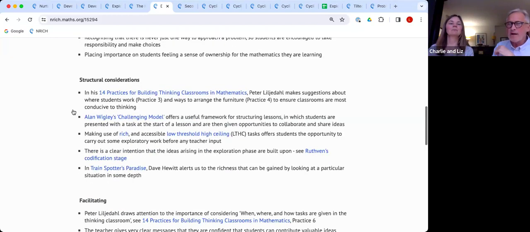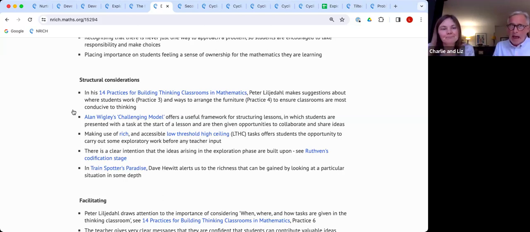So structural considerations: there were two key ideas here. One is in terms of how one might structure a lesson or a series of lessons. Alan Wigley and Ken Rutherford have written very short articles and we've linked to them there. Ken talks about exploration, codification, consolidation: the idea that the teacher will codify students' thinking into mathematical terminology, or how mathematicians like to describe the situation, but building on students' ideas.